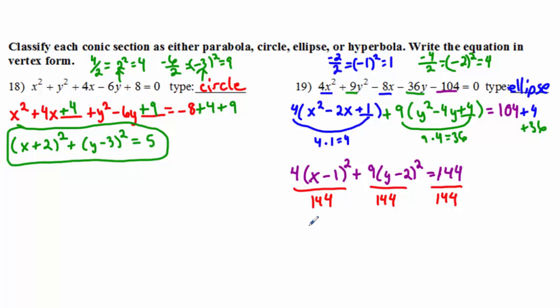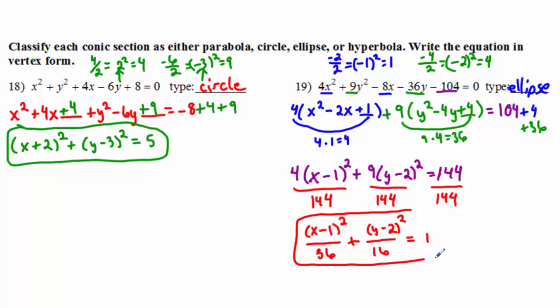Now, unfortunately, I don't have a calculator next to me, so I'm going to have to try to do this in my head. 144 divided by 4 would be 36. And then 144 divided by 9 would be 16. If you're super impressed by my mental math skills, I actually did this earlier today, so it was kind of fresh in my mind. Although you can still be impressed if you want to be. This is my answer. This is the ellipse in standard form.